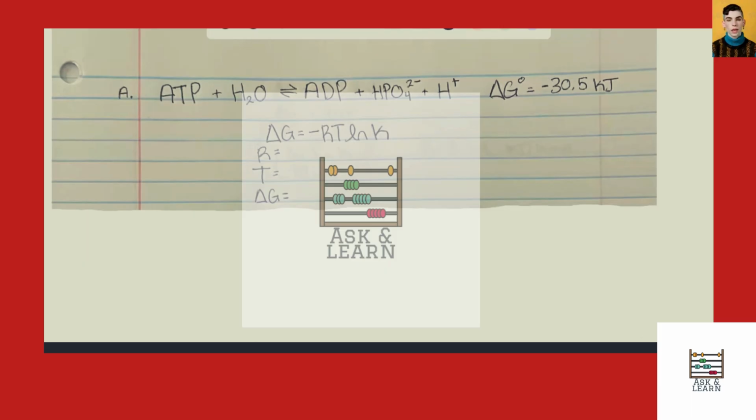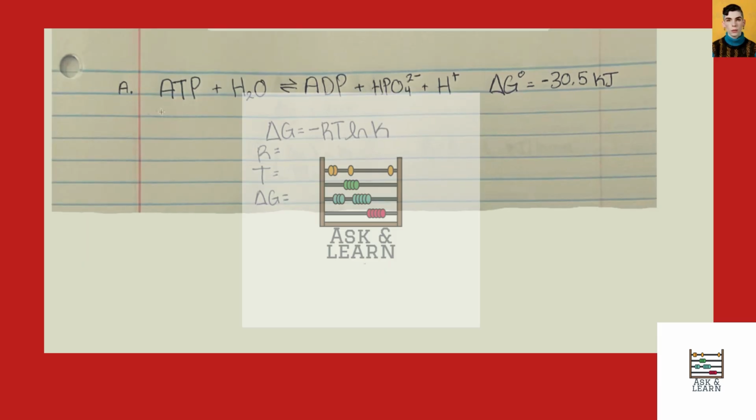All right, so let's start with part A. Here we have our equation for the hydrolysis of ATP. This should be given to you in your book, and you should also be given the delta G.